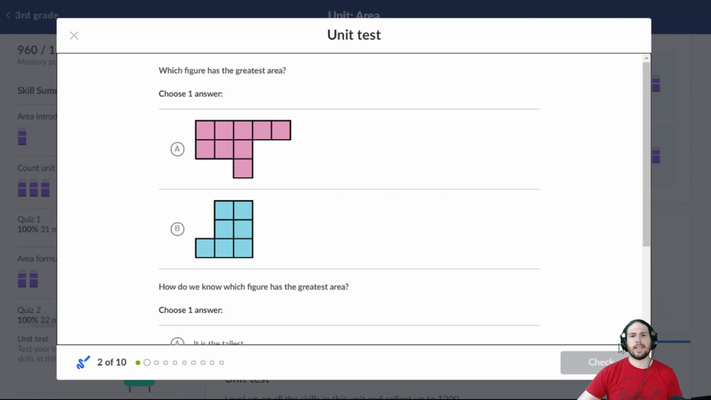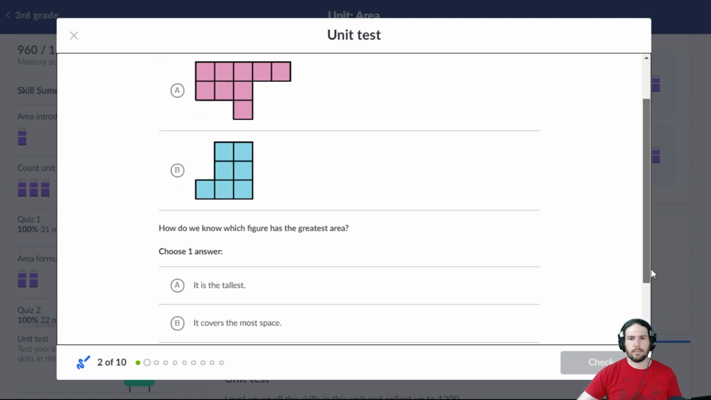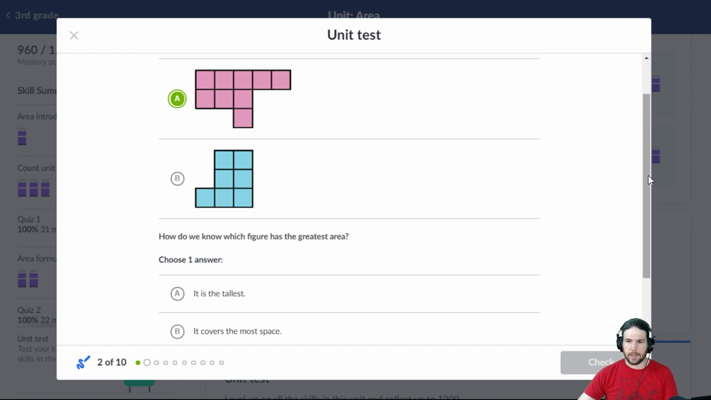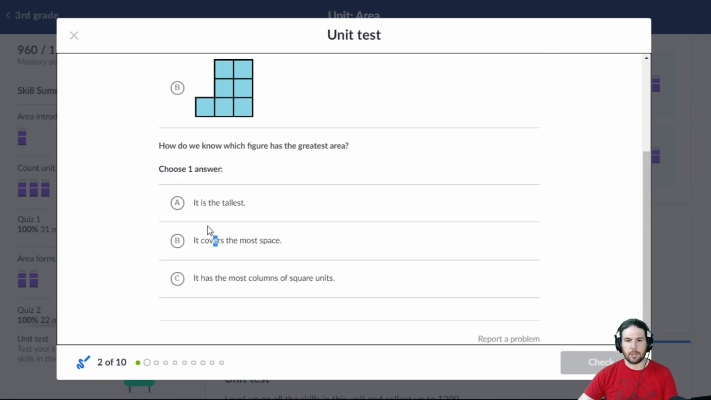Which figure has the greatest area, and how do we know? A is bigger, because it takes up the most space.